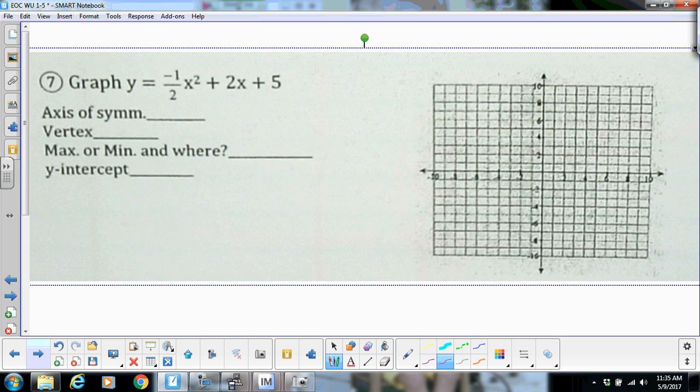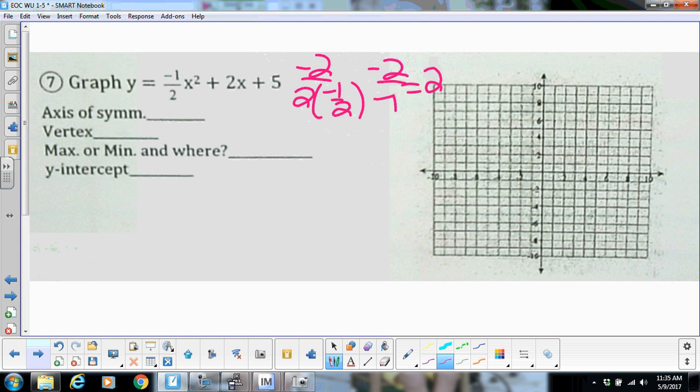All right, number 7, we're going to have to do all of that as well as graph. Okay, so axis of symmetry is still going to be opposite b over 2 times -1/2. Well, 2 times a half is a whole, so it's -2 over -1, or 2. We plug in 2 here. Okay, so you're just plugging in 2.